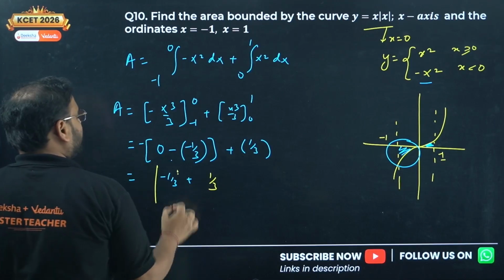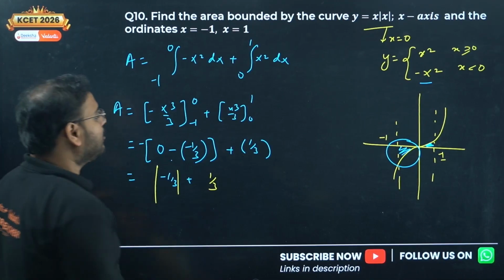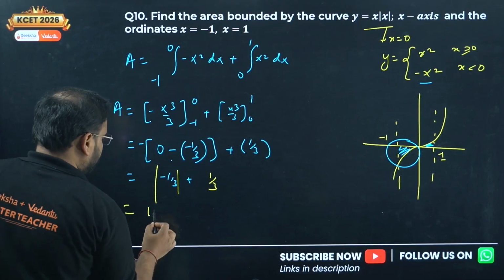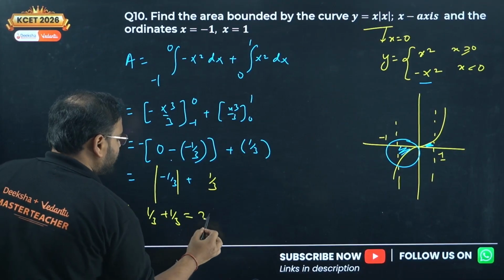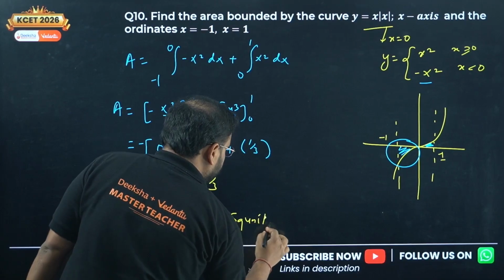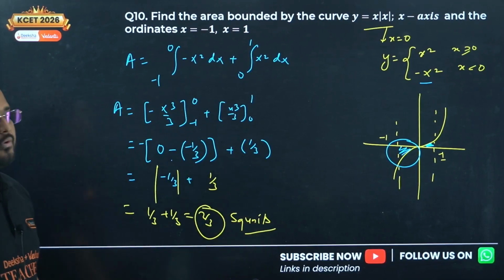Since it is negative, we have to use the modulus sign over here. The area will be negative because it is below the x-axis, so we have to use the modulus sign. You get 1 by 3 plus 1 by 3. Answer is 2 by 3 square units. Next.